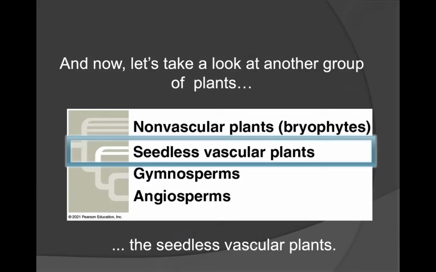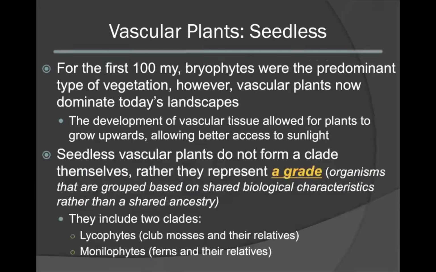In this lecture, we will review the diversity of seedless plants. We're now going to take a look at another group of plants, the seedless vascular plants. After plants moved onto land, for the first 100 million years, bryophytes were considered to be the predominant form of vegetation. However, if we look at today's landscape, vascular plants now dominate.